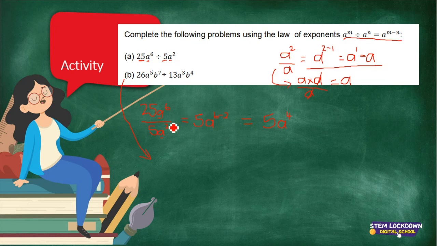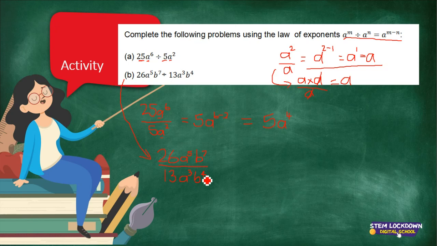Okay, so in this case, remember I like to rewrite my questions in this format. So 26a to the power 5, the 5 must be small, learners, and b to the power 7, divided by 13 and a to the power 3, b to the power 4, right?